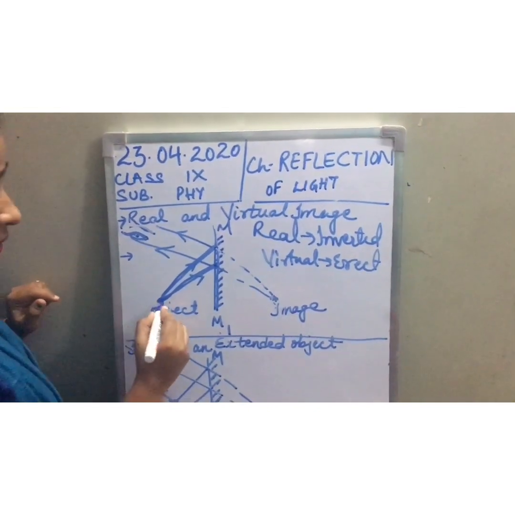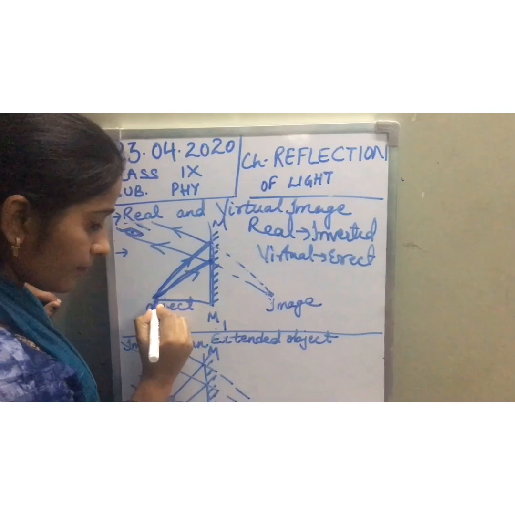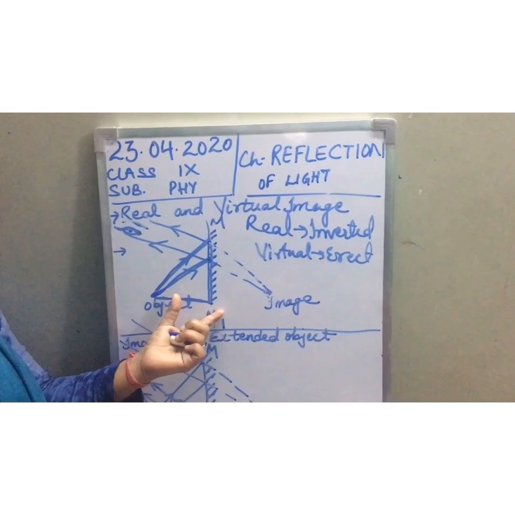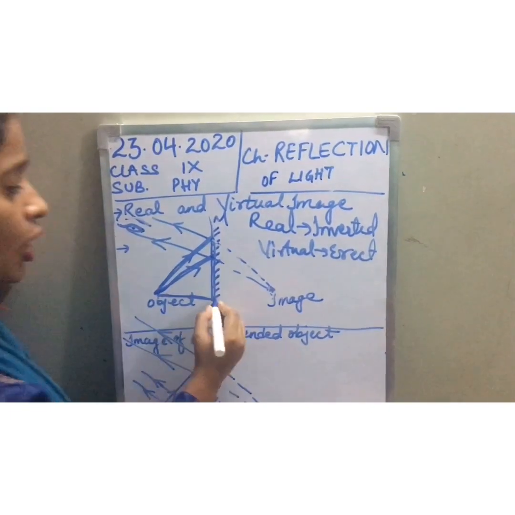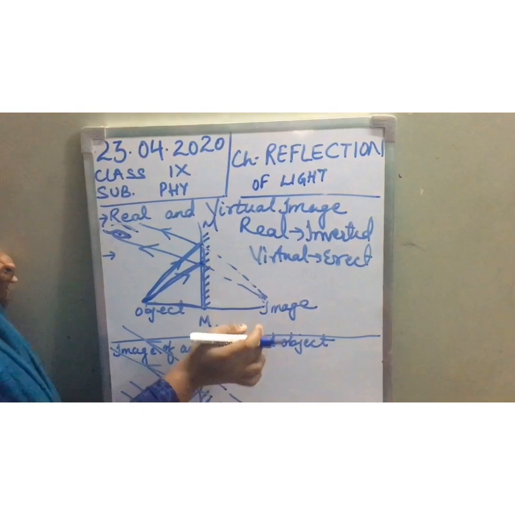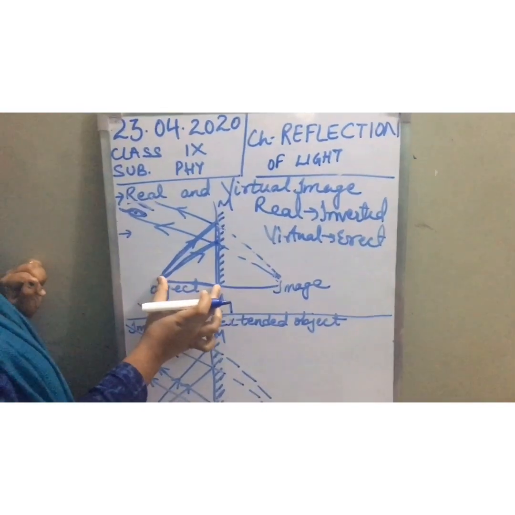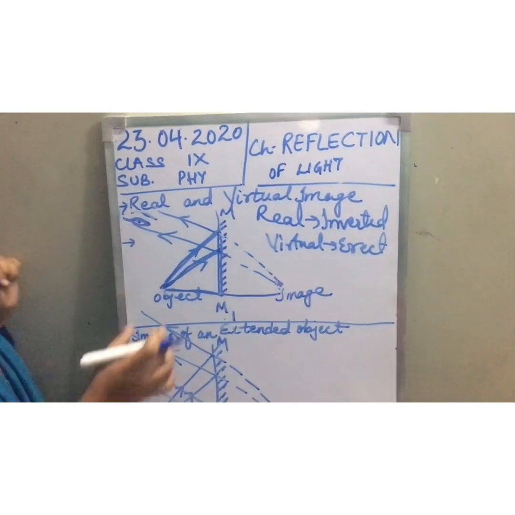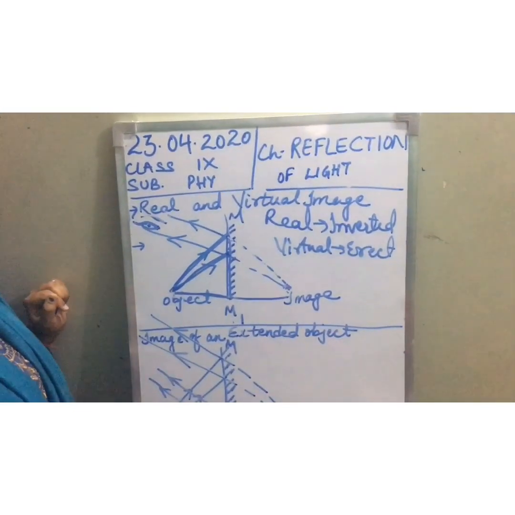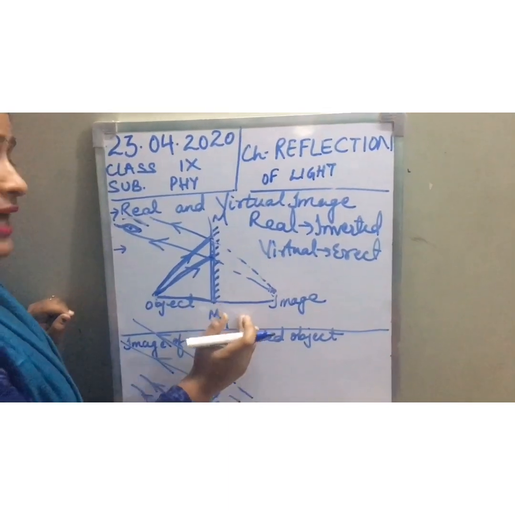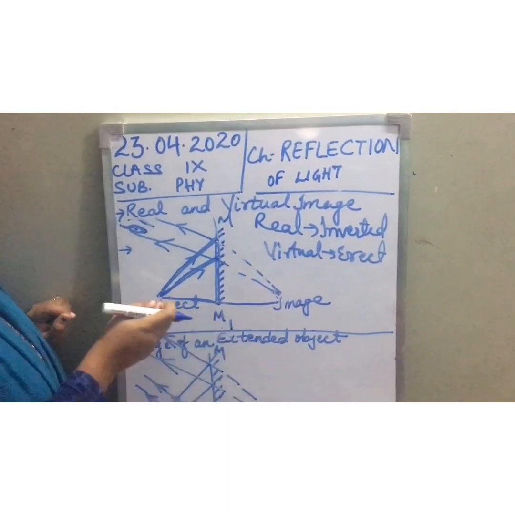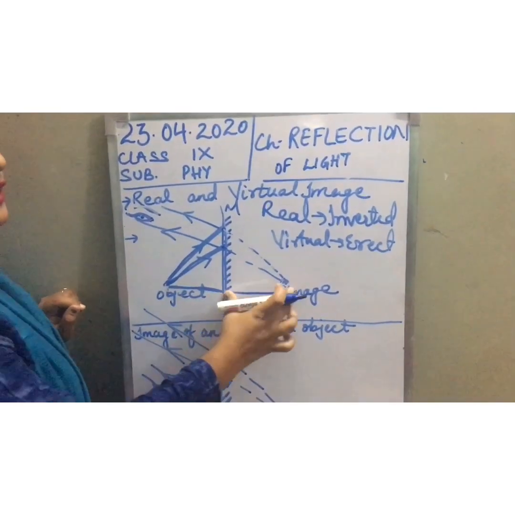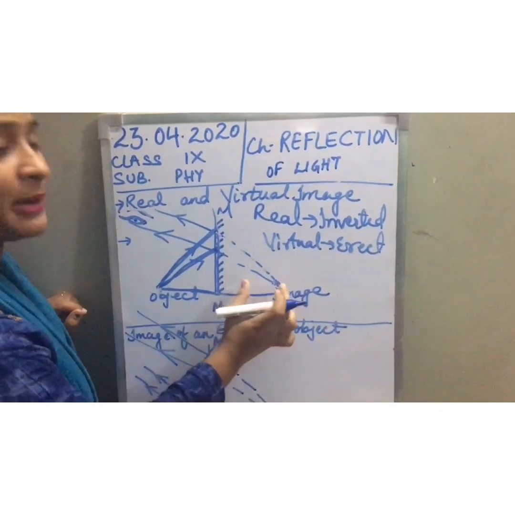Now one more property: the distance in front of the mirror where the object is placed is the same as the distance behind the mirror where the image is formed. That is, object distance is equal to image distance. That means the image is formed as far behind the mirror as the object is in front of it. यानी कि जितनी दूरी पर ऑब्जेक्ट मिरर के आगे खड़ा है उतनी ही दूरी पर इमेज भी मिरर के पीछे बनती है.